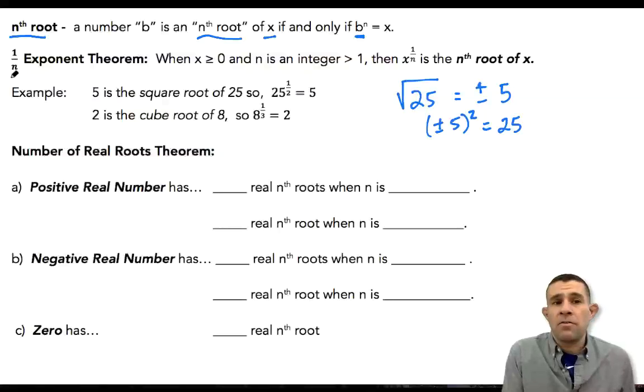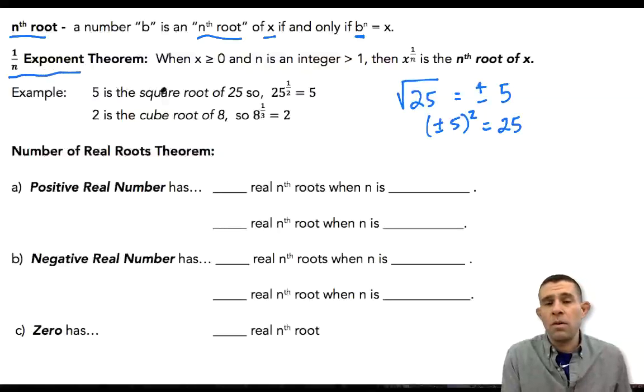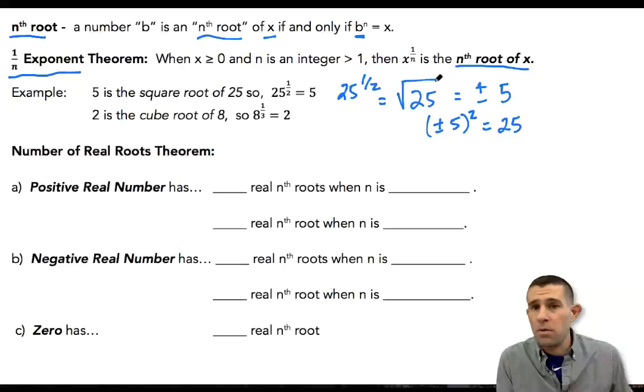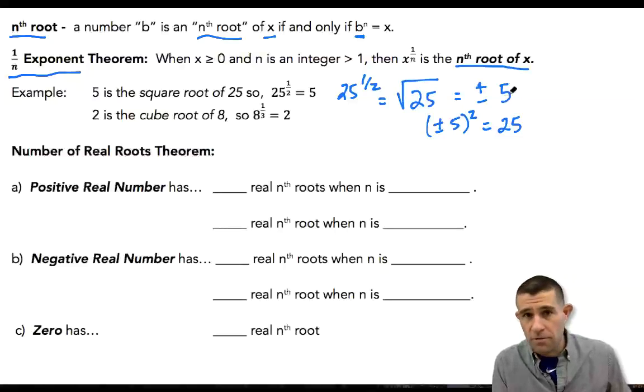All right, now from that extension, we have this 1 over n exponent theorem. And it simply says that x to the 1 over n is also known as the nth root. So because I took the square root of 25, I could say that 25 to the 1/2 power is the same thing as the square root of 25, which results in both positive and negative 5.